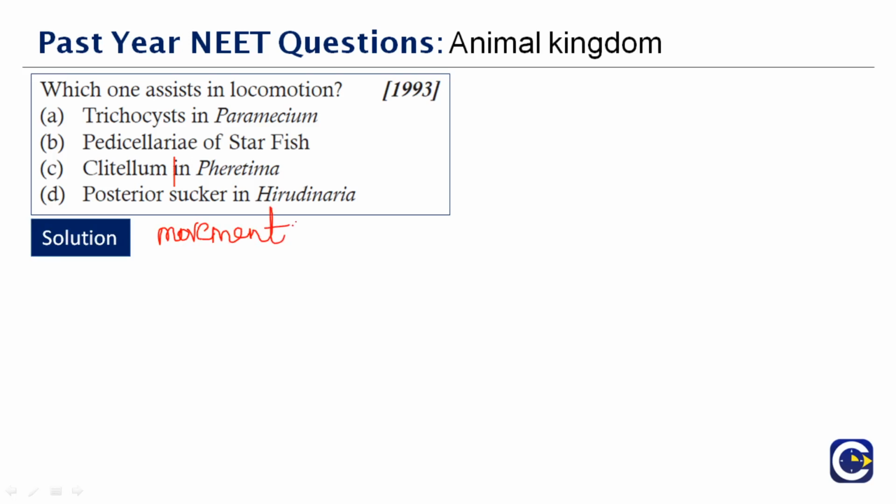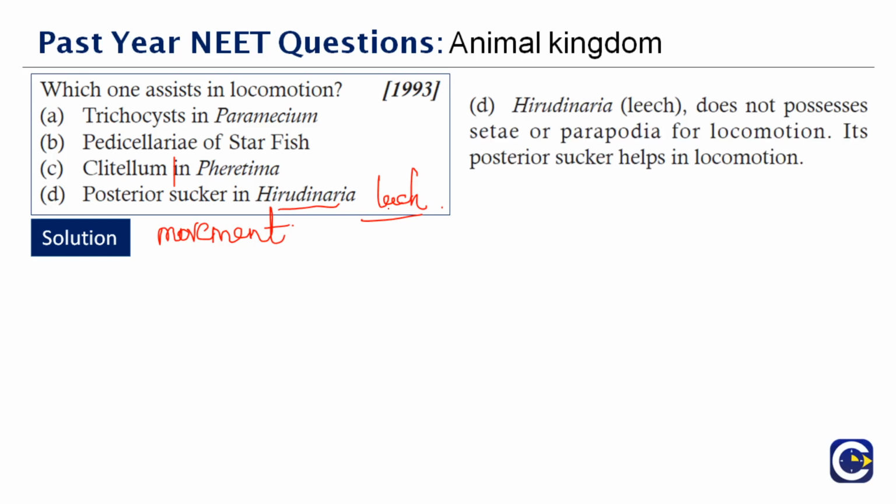Right? Fine. You have trichocyst, then you have posterior sucker in Hirudinaria. What do you think will be the correct answer? See, this is actually a leech. Hirudinaria is a leech. It does not possess a special organ for locomotion. The posterior sucker that is present in this leech will actually help in the locomotion. Therefore, the correct answer to this question is option D.